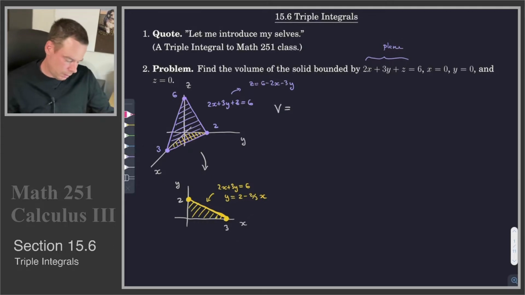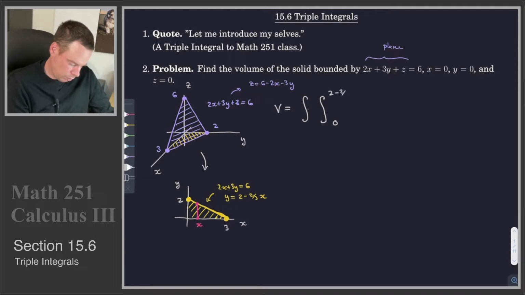We want to integrate our function over this region. I'm going to look at it as a y first integral, so given an x value, we'll look at a line segment, and then we'll let that line segment sweep over the region. So our volume becomes the integral with respect to y first, so as y goes from 0 up to 2 minus 2/3 x, and then we are integrating x next. x goes from 0 to 3. The function we are integrating is 6 minus 2x minus 3y, and so that's dy dx.